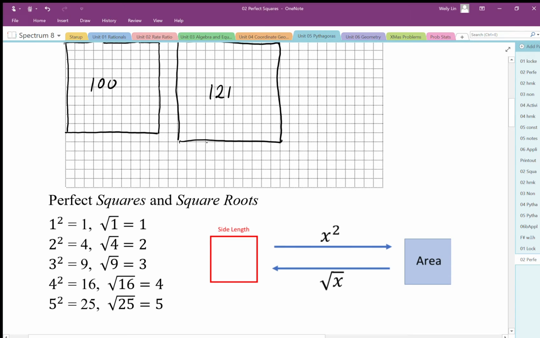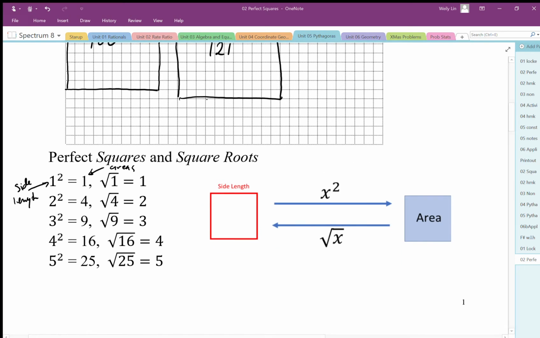Okay, so when we talk about squaring something, we're squaring the side length. So these represent side lengths. Okay, the answer to square, so once we square a side length, we end up with area. So these represent areas. Okay, the reverse is true here. When we square root something, we're square rooting area. So we're starting with area, square rooting, we end up with side length. So these are areas. Okay, the answer to the square root must be a side length.